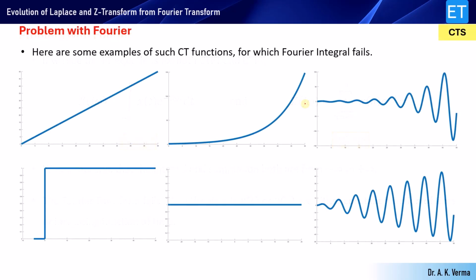Here we can see a few continuous time signals for which the Fourier transform fails. This is a continuously increasing function. You can see that with time, as t approaches infinity, the magnitude is increasing here, here, and here. And here you can see the magnitude is constant with respect to time. So when you do the integration, obviously you will get infinite values.